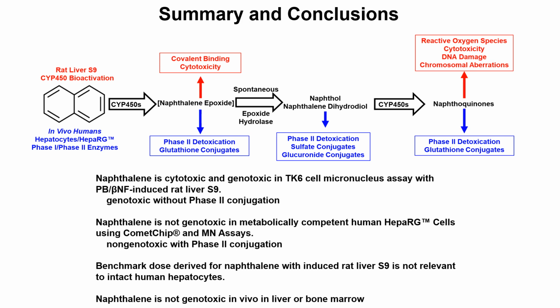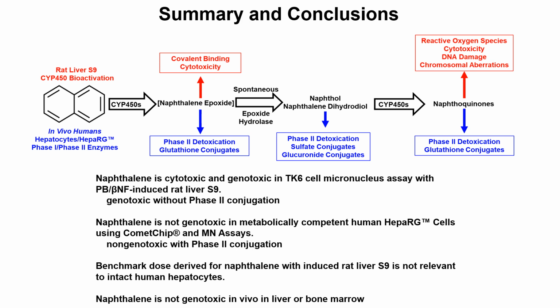However, in a metabolically competent cell or in vivo, where you have both phase 1 and phase 2 enzymes, these toxic metabolites are readily detoxified by phase 2 enzymes, such as glutathione conjugation. Naphthol can be conjugated with either sulfate or glucuronide, preventing the formation of naphthoquinones. And if naphthoquinones are formed, they can be conjugated with glutathione.